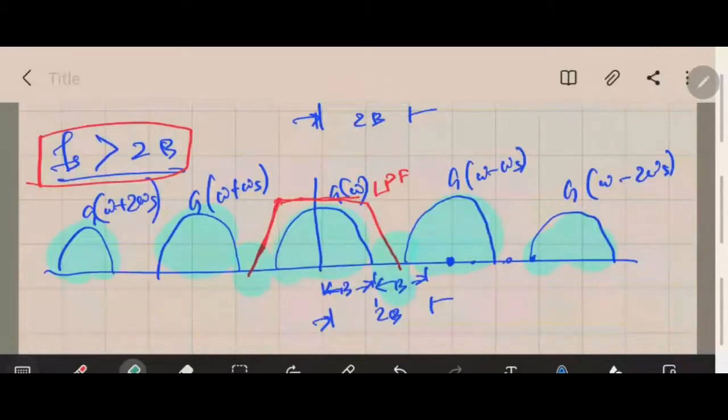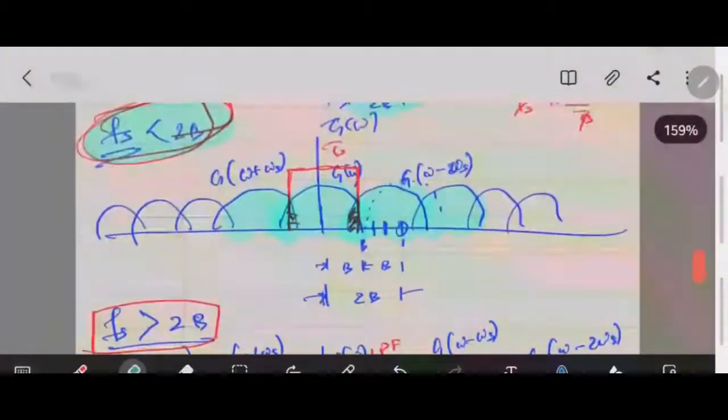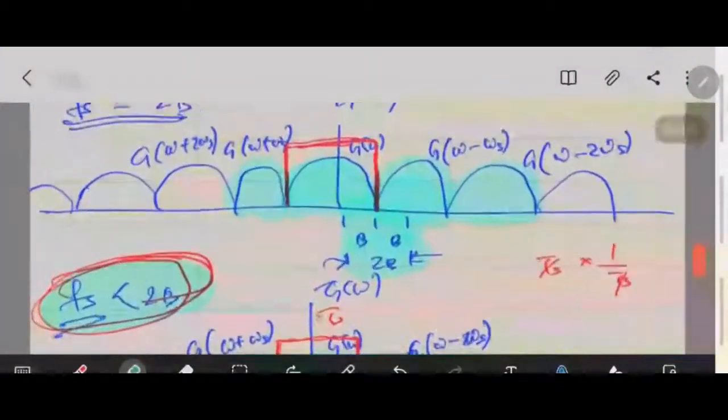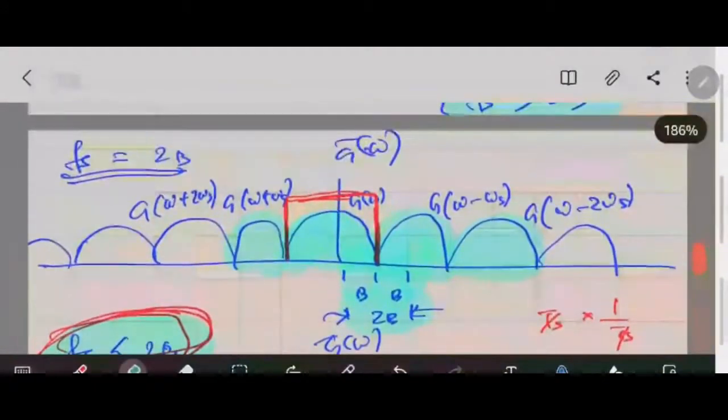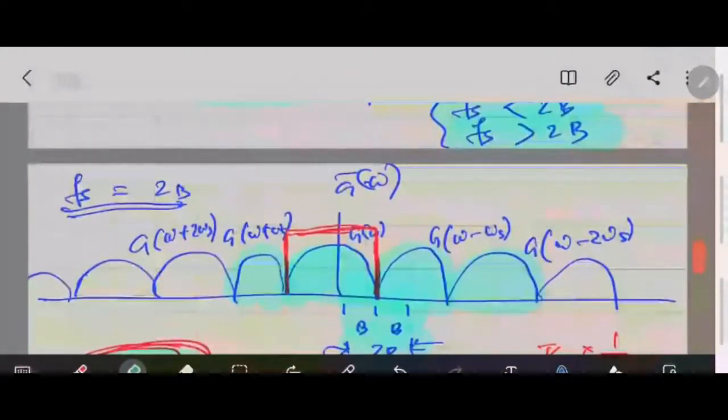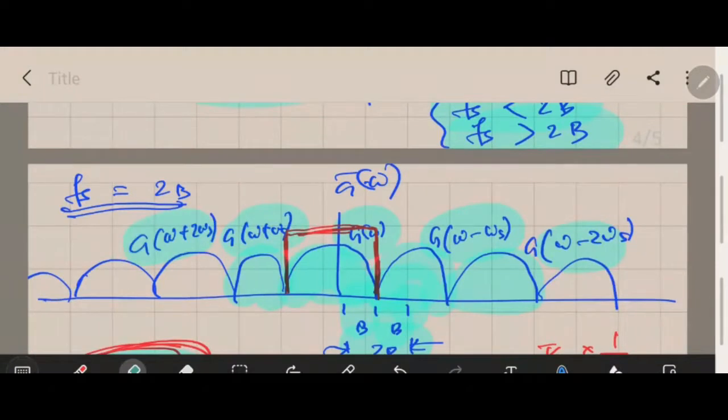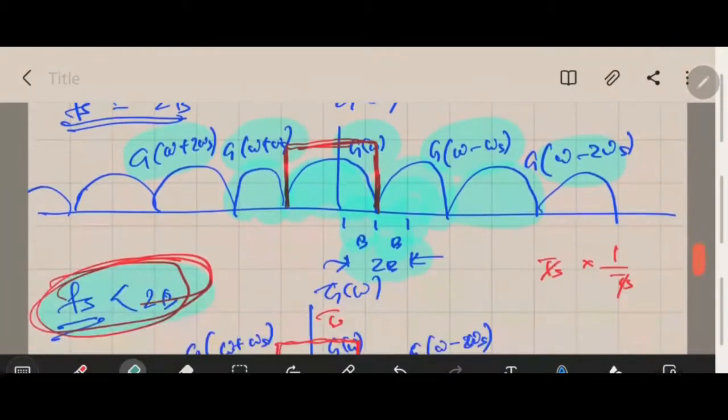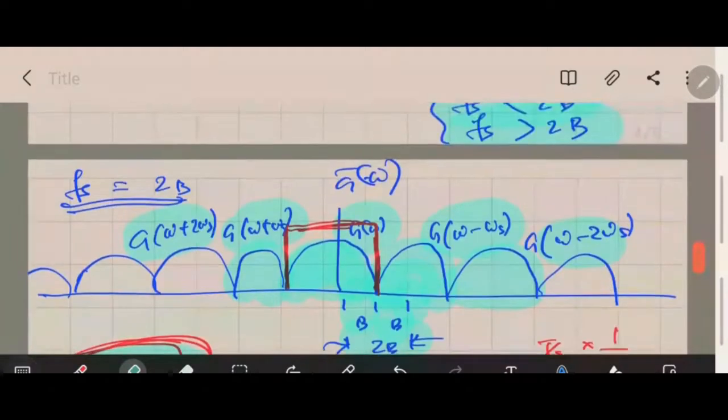In order to recreate this signal, we have to pass the signal through a low pass filter, because we have already seen that our sampled signal consists of our baseband signal along with some other harmonics. If we filter out the other harmonics, we can always get back our original signal. That's why we pass it through a low pass filter. If you want to use a low pass filter for fs equal to 2B, you need an ideal low pass filter, which is practically impossible to construct.